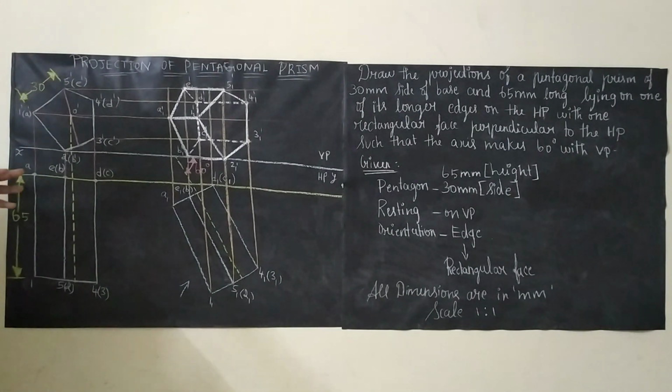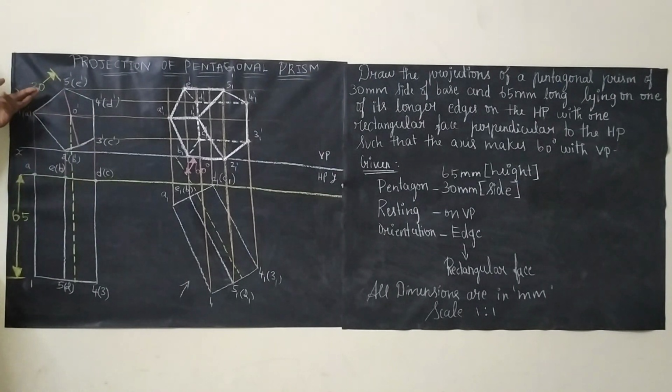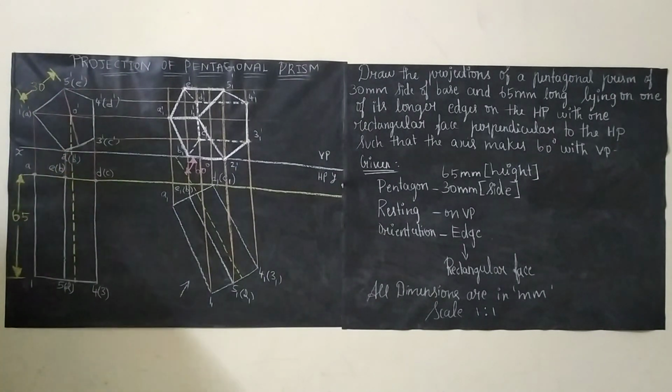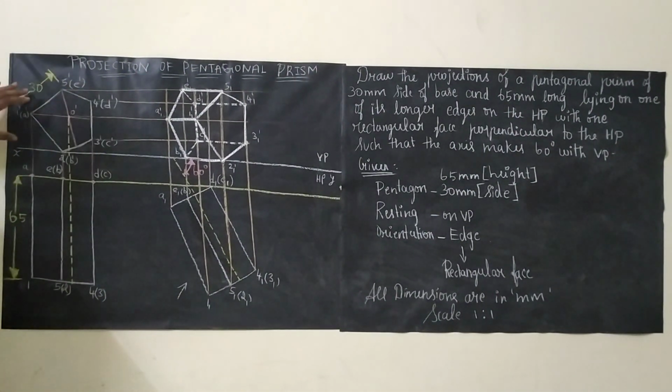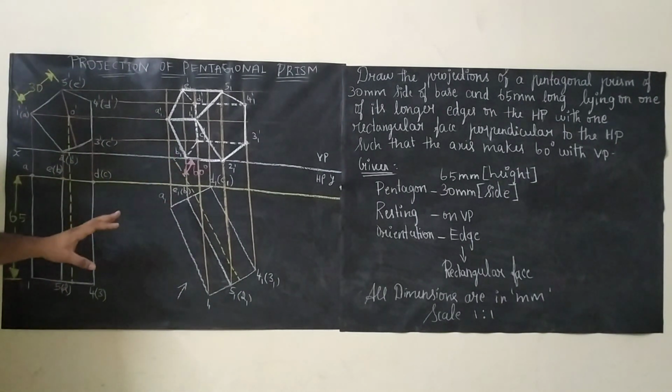Just draw all the edges with your HB pencil, and then dimensioning. If you go for dimensioning, you have to dimension the side. So the side will be 30 mm. Just do the dimension. This is the side 30 mm and this is the axis. So the height will be 65 mm, and the angle you have to dimension for the axis length.